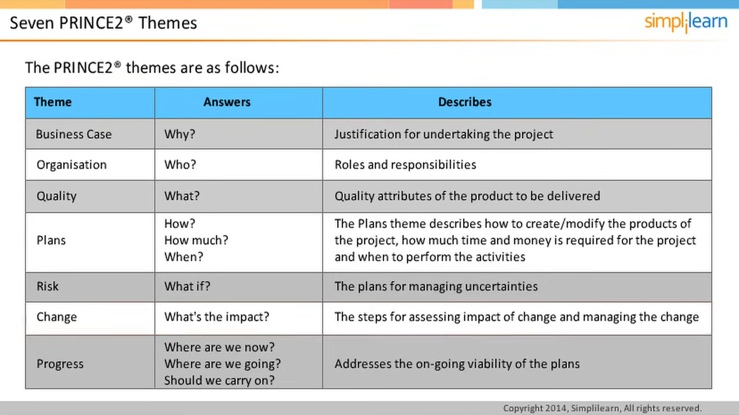Progress theme addresses the ongoing viability of the plans. This theme explains the decision-making process for approving plans, the monitoring of actual with planned performance, and escalation process if events do not go according to the plan. Let's learn about applying these themes in a project in the next screen.